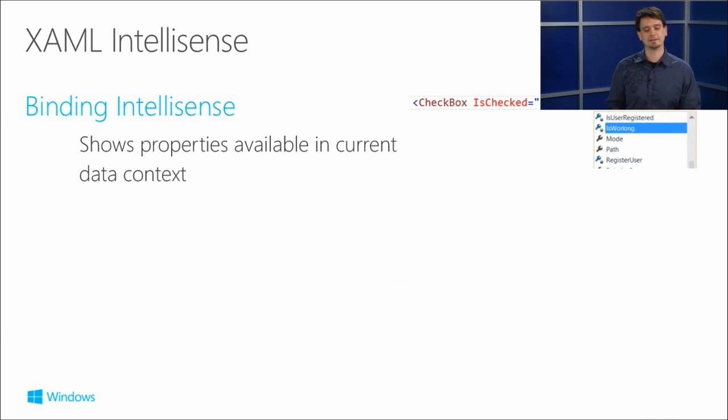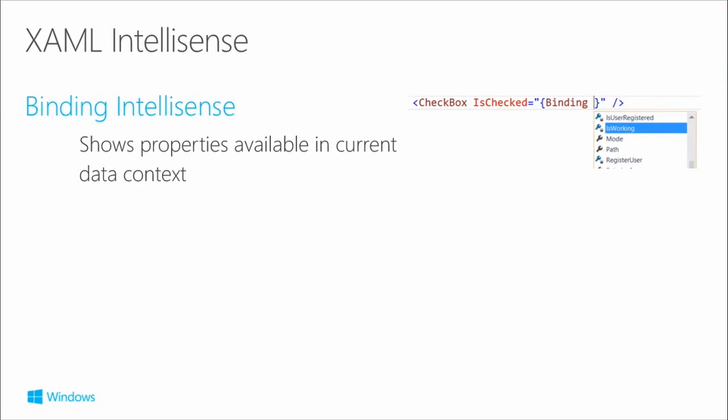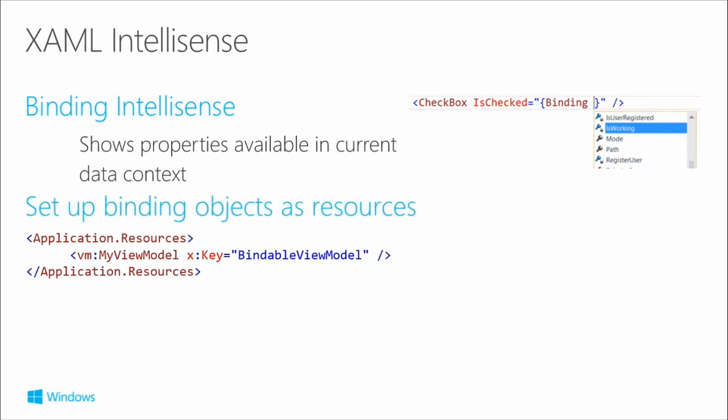We also have Binding Intellisense. This will show all the properties available inside of the current data context, and all you have to do is do an open curly braces binding, hit space, and then all of your available properties are right there for you. The one trick with this is if you're binding to an object or view model, then you're going to want to set up your binding objects as resources in your application, your app.xaml. So that would be going into your application resources, probably creating a new namespace, and then adding that object as a resource inside that app.xaml.